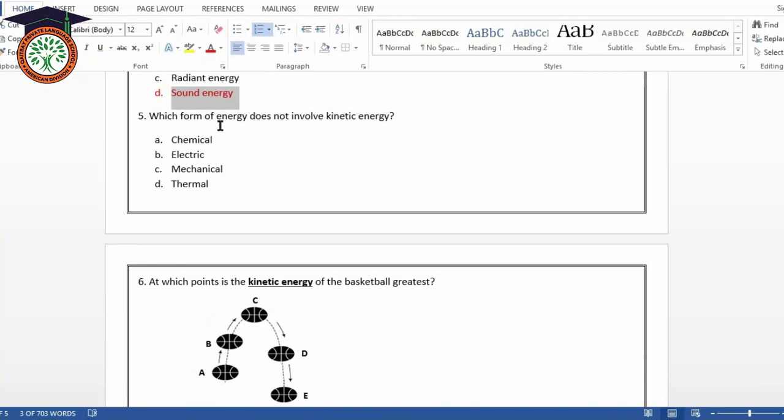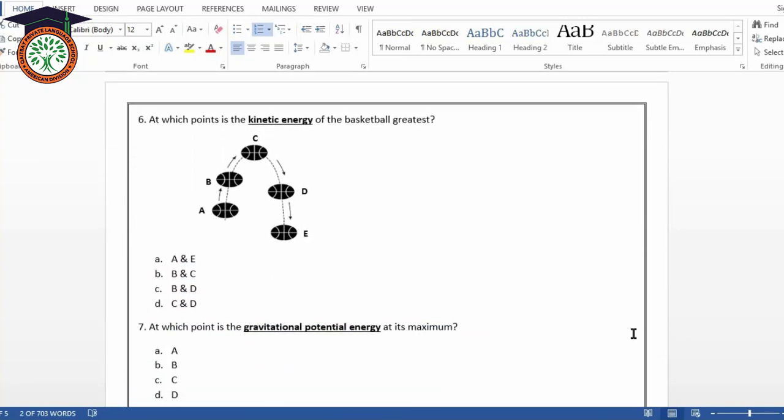Okay, question number 5 says, which form of energy does not involve kinetic energy? Only one of these doesn't involve kinetic energy: chemical, electric, mechanical or thermal. We know that the thermal and mechanical involve kinetic energy. So what about electric and chemical? Do you think that in the chemical there is kinetic energy inside it? No, so it will be the chemical one. Here in the electric, the charges or the atoms are moving, so this is the kinetic energy.